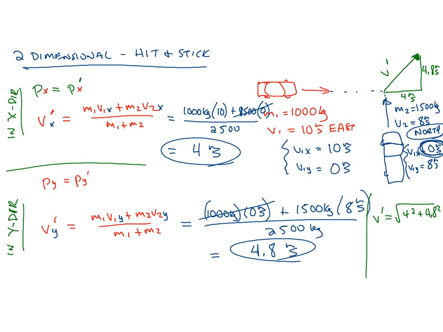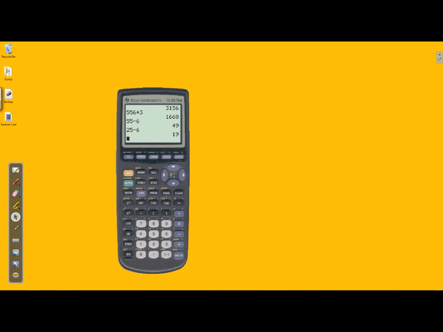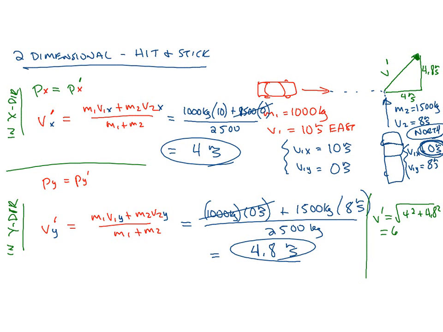I got a calculator here somewhere. Where is it? Square root of 4 squared plus 4.8 squared is 6.24 meters per second. I'd like to know the angle so that I can talk about this as being a vector.